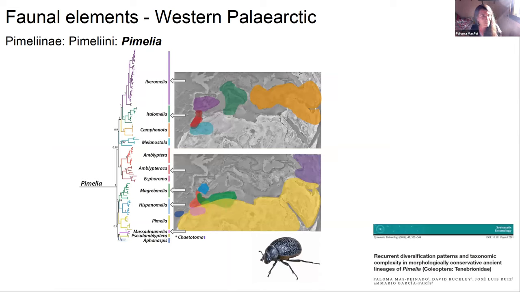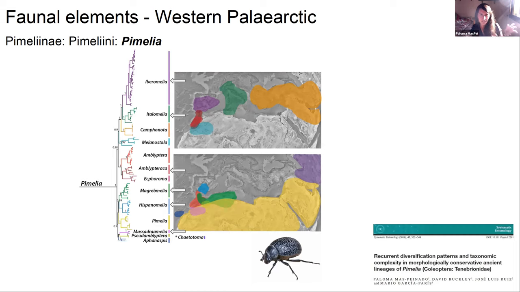Recently, we conducted a revision of this genus. And in this taxonomic arrangement, we split the genus Pimelia into 14 subgenera, describing 6 new subgenera: Iberomelia, Italomelia, Blicteraca, Hispanomelia, Magremelia, and Masadramelia. And also, our results recover a recurrent morphological pattern within divergent lineages.